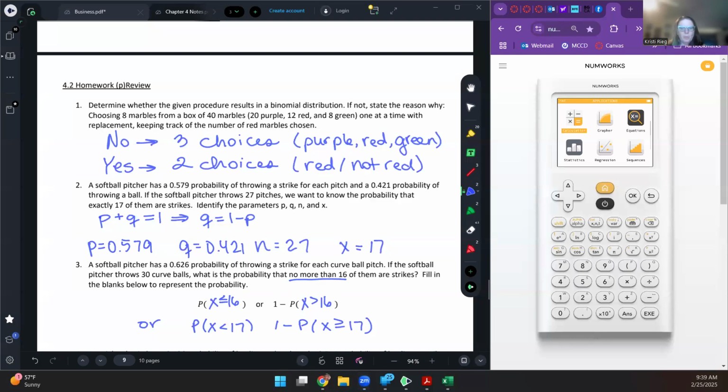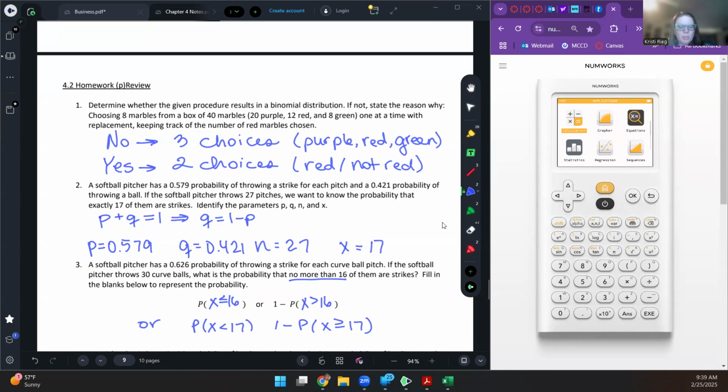Okay. Here we have question one, and it has two different answers depending on how you think of this problem. The first problem says, determine whether or not it's a binomial distribution. If not, state the reason why. So what I did was I answered the yes and the no answer, and then I just went ahead and stated the reason why. I thought it could be both. So you kind of just check and see how you were thinking.